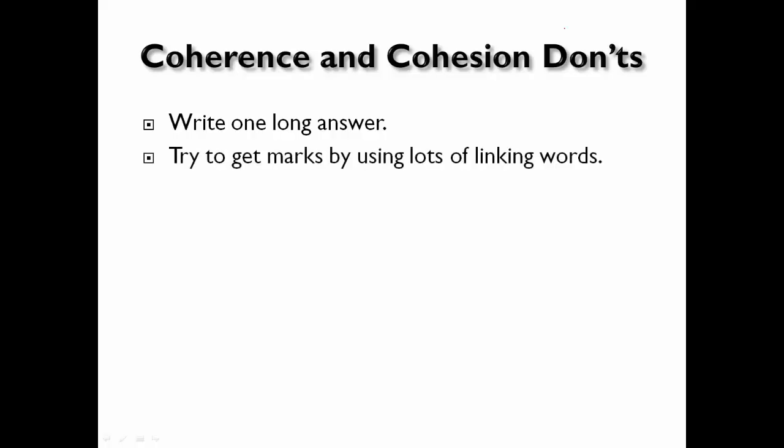Don't try to get marks by using as many linking words as possible. Some students put a linking word, sometimes called a cohesive device, at the beginning and in the middle of every single sentence. So every sentence begins with however, moreover, in addition, and so on. This is not how you get high marks for using linking words. You get high marks for using linking words appropriately and accurately. Appropriately is the key word there. You only use them when needed. You don't get more marks for just adding in more linking words.